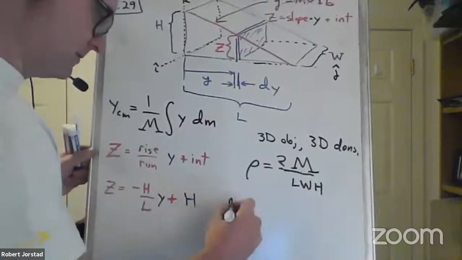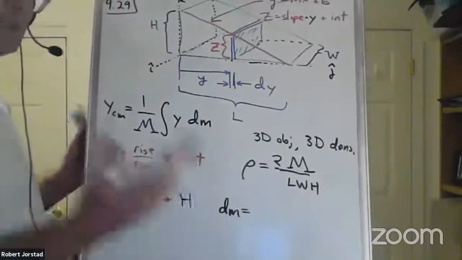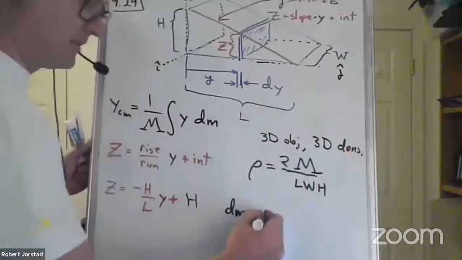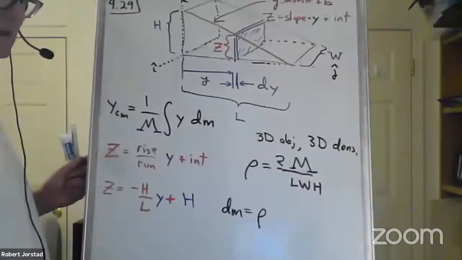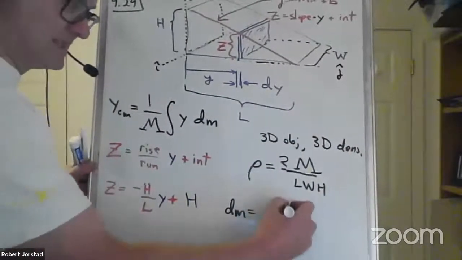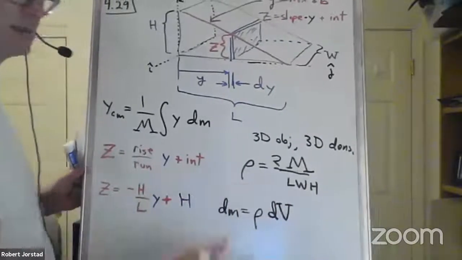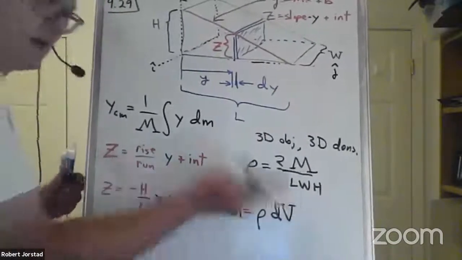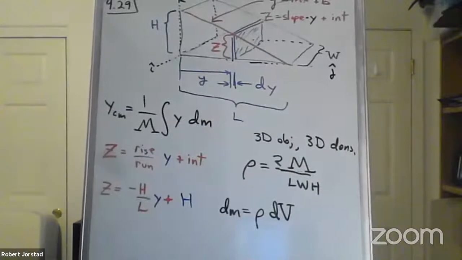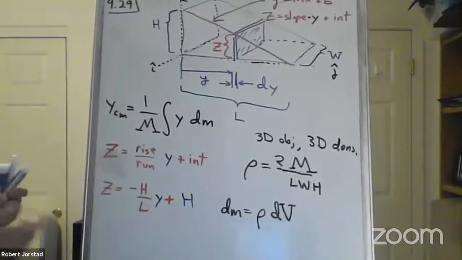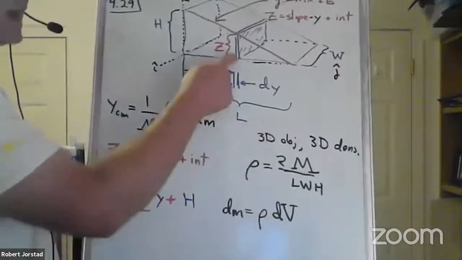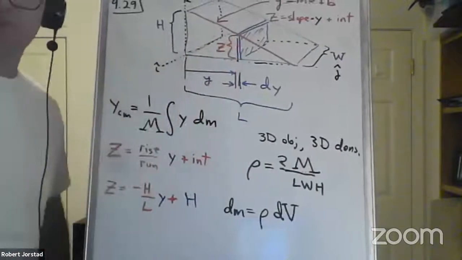dm should equal, in this case, it's a 3D object. I'm going to use a 3D density times the volume of my slice. So instead of talking about the area of a slice, I need the volume of this slice. In this case, what is the volume of that purple slice?